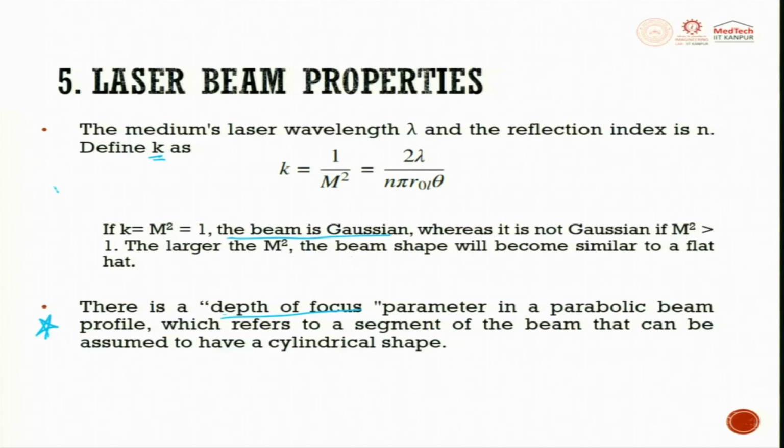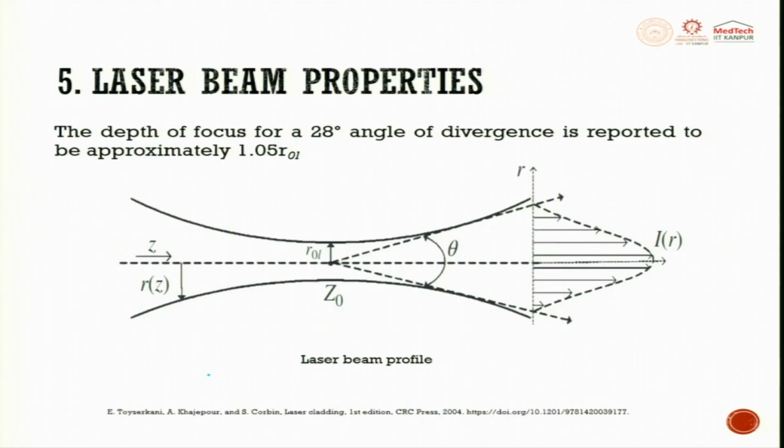Very, very important points. Please make a note. The depth of focus parameter in a parabolic beam profile refers to the segment of a beam that can be assumed to be a cylindrical shape. So, this is the diagram which we talk about. The depth of focus for a 28 degree theta. So, this is theta, 28 degree theta. This is how you project it.